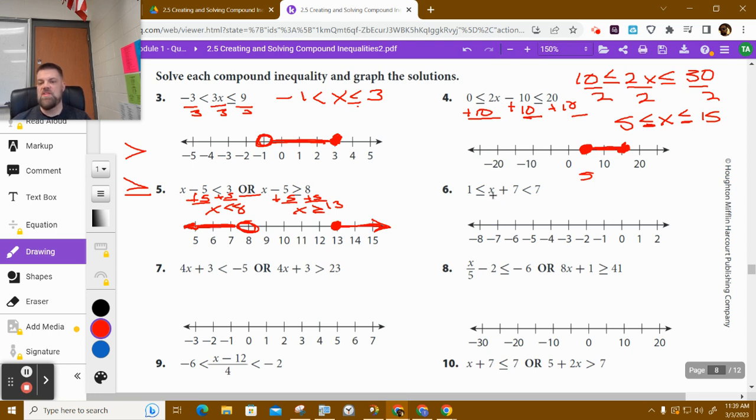If what? Look at this right here. See this right here? I need to get x by itself. What is the 7 doing to x? Adding 7. So what do I got to do to get x by itself? Minus 7. Whatever I do on one side, I have to do on all three sides.